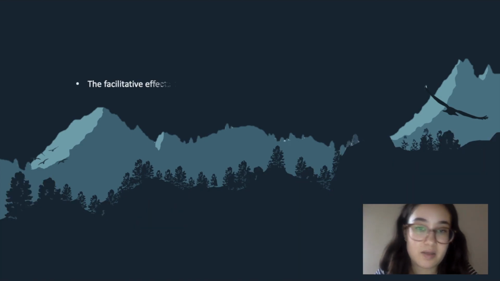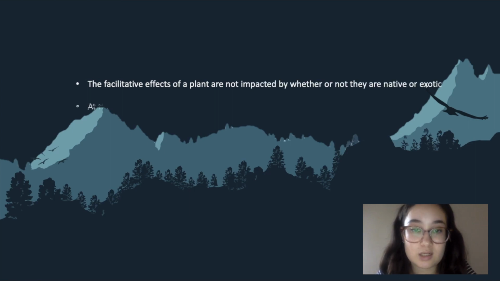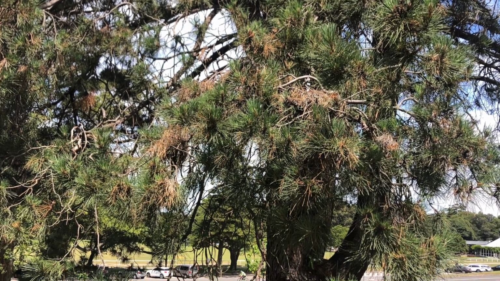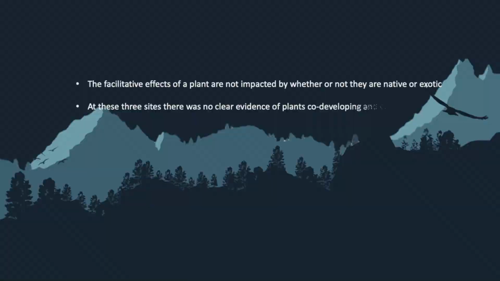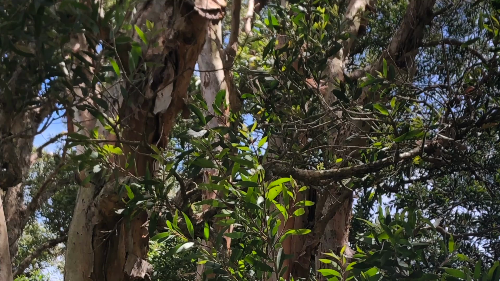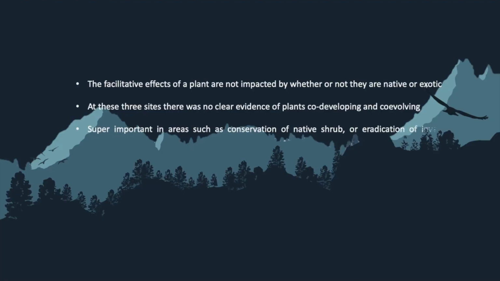These results suggest that the origin of the tree may not have any impact on its ability to facilitate shrubs and plants in its vicinity, aka the facilitative effects of a plant are not impacted by whether or not they are native or exotic. This may also imply that plant cover beneath a tree does not relate necessarily to the facilitation impacts of the tree above it.